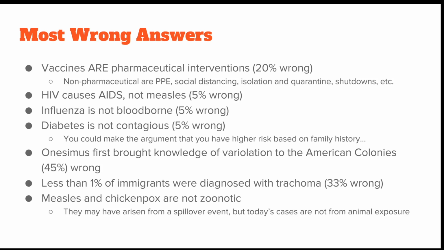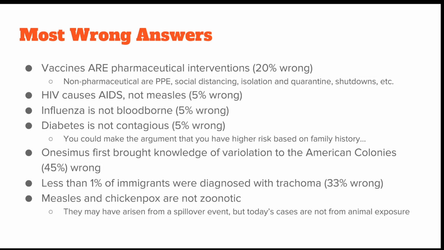Okay, HIV causes AIDS, not measles. There were a couple of you that said that measles causes AIDS. No, that is not the case. Influenza is not bloodborne. That is not the case. It is airborne. And diabetes is not contagious, although you could make an argument that you have a higher risk of diabetes based on your family history, but then it wouldn't be a contagious disease, it would be a genetic disease. And somebody could make the argument that if you are among people who are diabetic, so if you're in a neighborhood that is diabetic, you're more likely to be diabetic. Well, it's not that the people gave it to you or that you contracted it some way through a mosquito or some other vector. It's because of the environment. In that case, it would be an environmental disease.